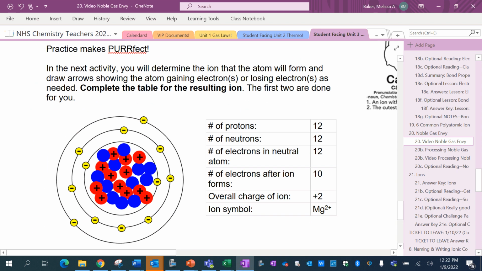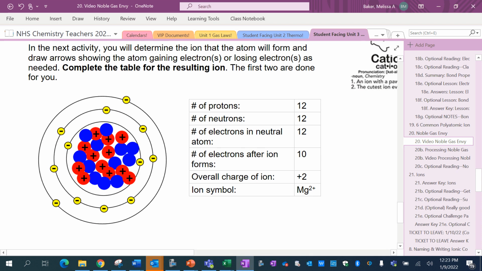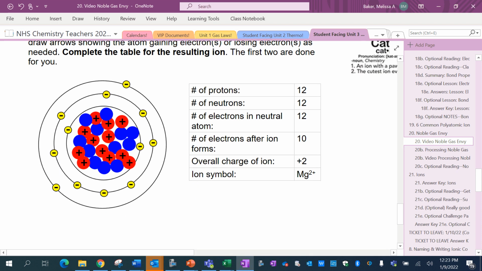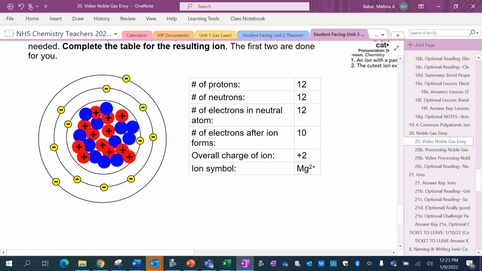Practice makes perfect. It says, in the next activity, you'll determine the ion that an atom will form and draw arrows showing the atom gaining electrons or losing electrons as needed. Complete the table for the resulting ion. The first 2 are done for you. So these 2 are done, although it didn't draw arrows.